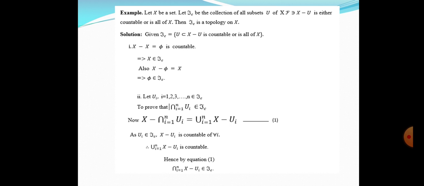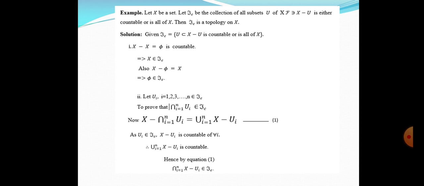Next, you have to verify the second property. What is the second property? The union of the elements of any subcollection of tau is in tau. So here, take the union of U i, where i equals 1, 2, 3, etc.